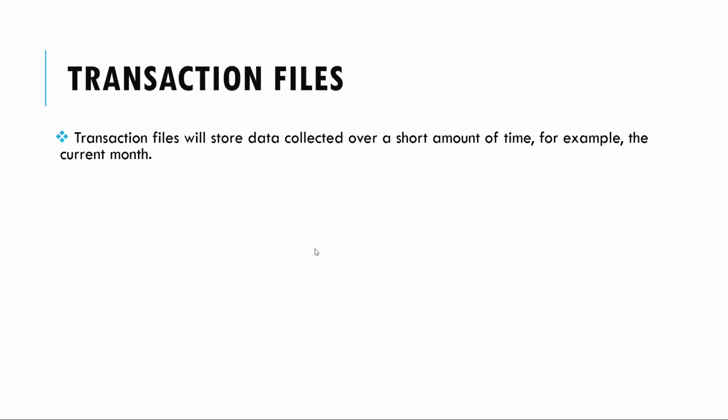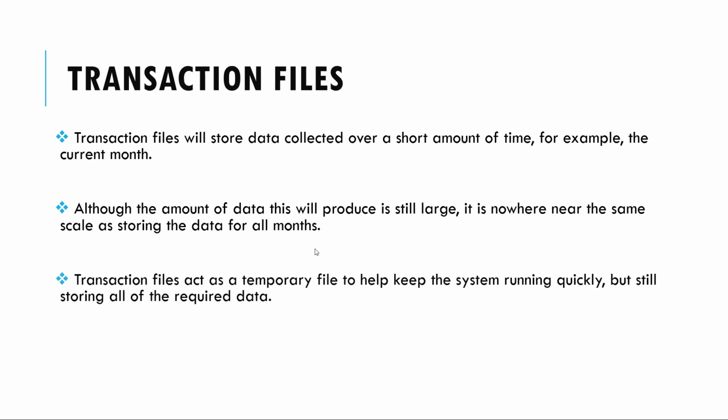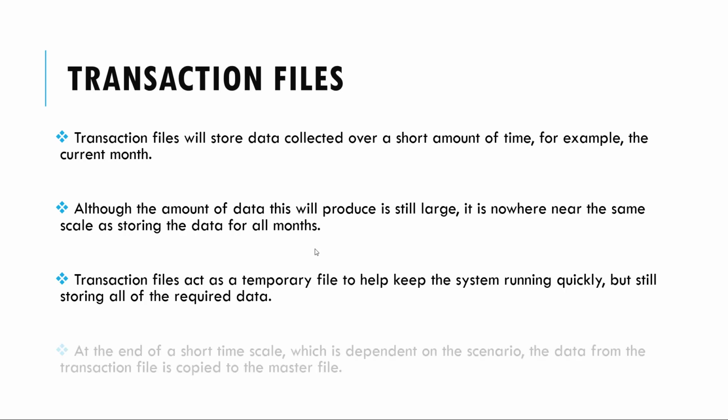So transaction files store day-to-day data collected over a short amount of time, for example, the current month, and although the amount of data that it produces is still large, it's nowhere near the scale of storing everything forever. And that's what the master file's for. So at the end of the short time period, where at the end of the month you have to pay your bill, we use the data in the file, we pay your bill, and then we port that data from the transaction file into the master file. So we use the master file as an archive.